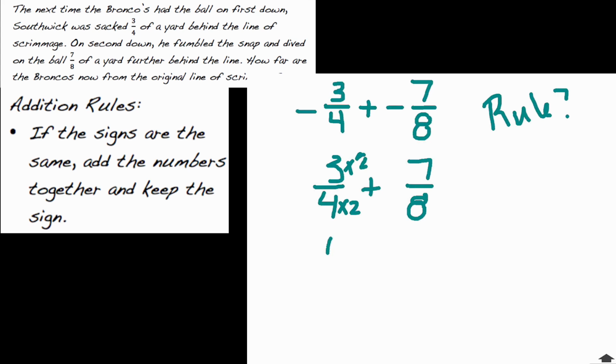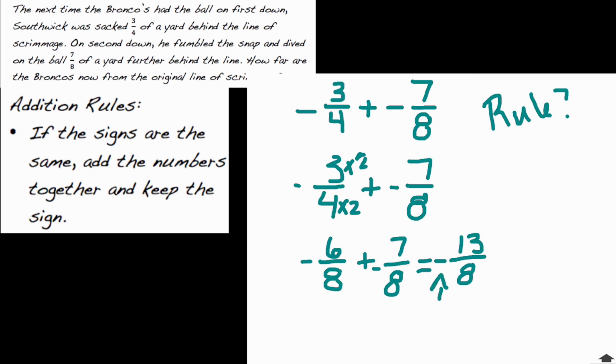That makes our problem 6/8 plus 7/8. Now I can add straight across. 6 plus 7 is going to give me 13/8. Now, since both of my numbers are negative, I'm keeping that sign, and I can go ahead and put it back in here. You can keep it all along if you want, it's not a problem. But if you do want to forget about it for a minute, that's okay too. Just make sure that it does end up back in your answer.